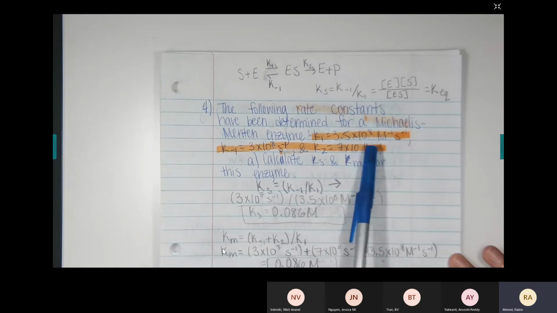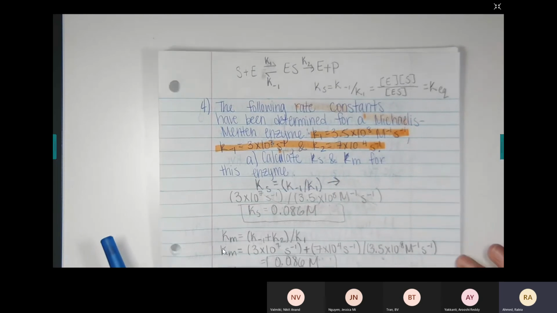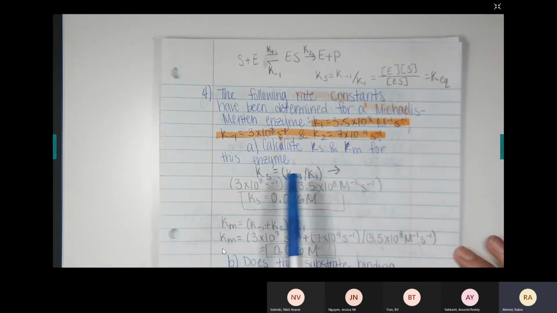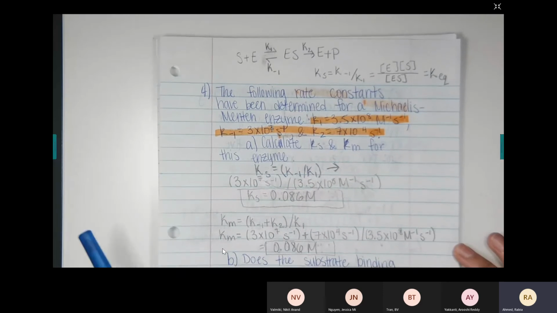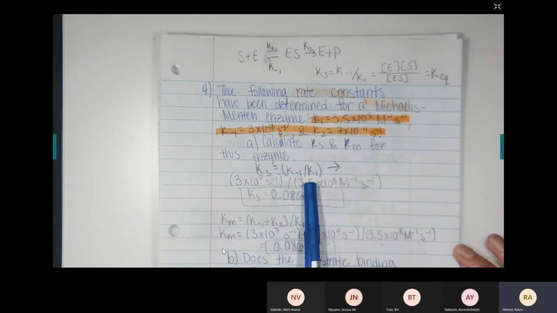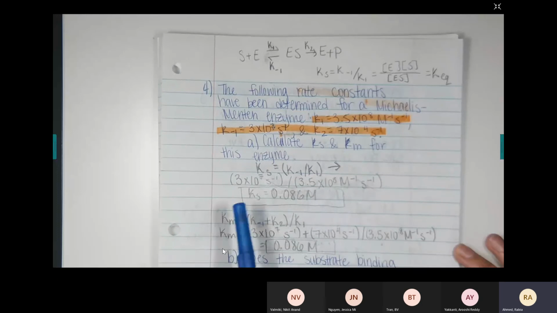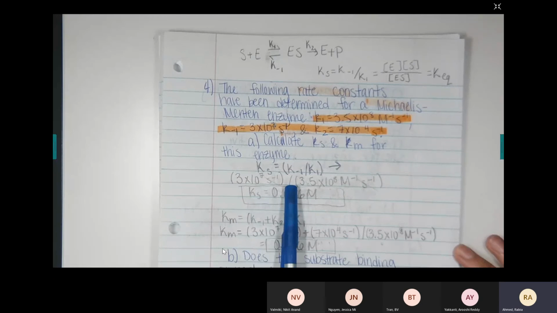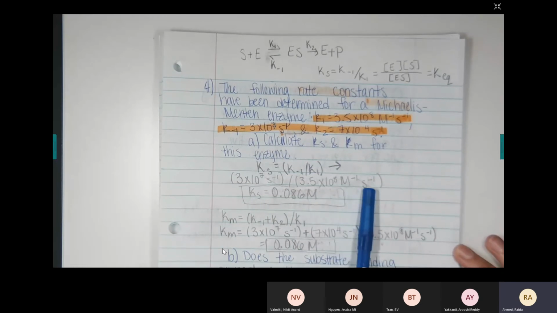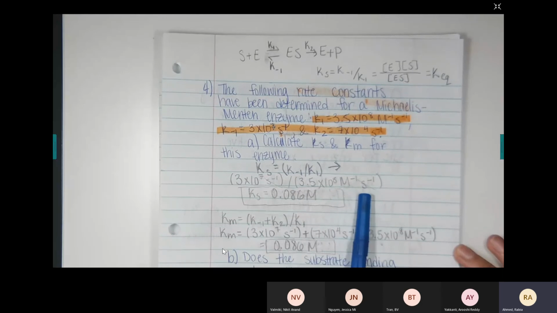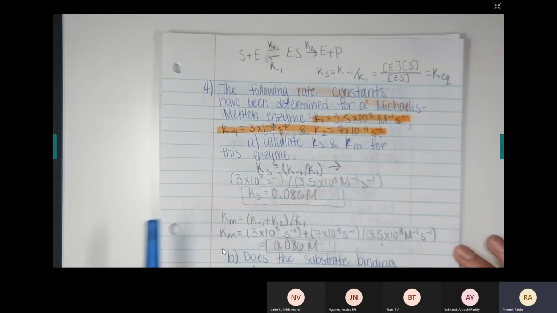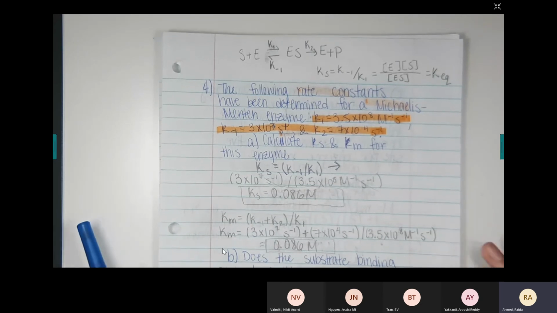So they give us some of the numbers. So for A, it says calculate Ks and Km for this enzyme. So Ks is equal to k negative 1 over k1, which is going to be 3 times 10 to the 7th s^-1 over 3.5 times 10 to the 8th M^-1 s^-1. So you get Ks equals 0.086 molar.